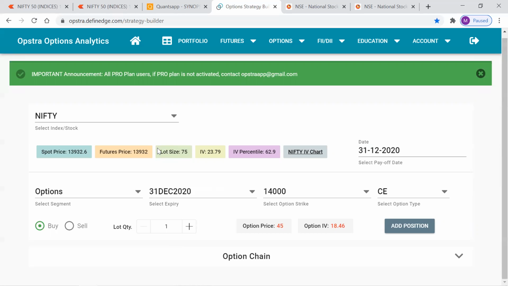Oh, no. Same view. Imagine that I am bullish. I'm estimating that Nifty 50 will cross 14,000 before 31st of December. So what can I do if I'm bullish? I can buy call or sell put.